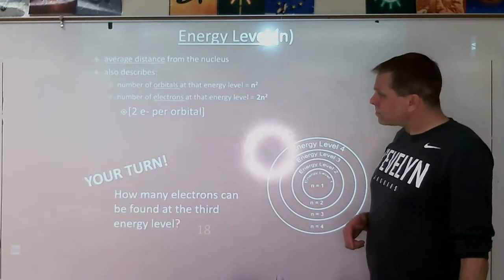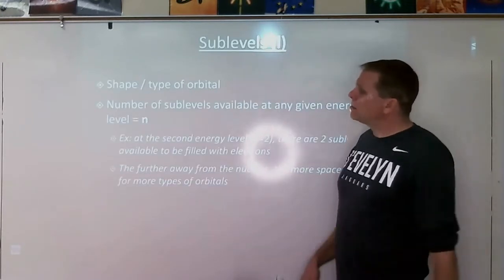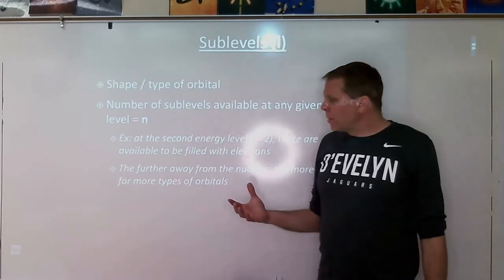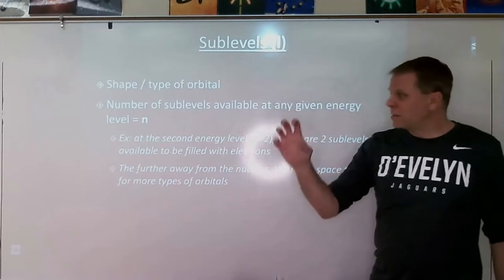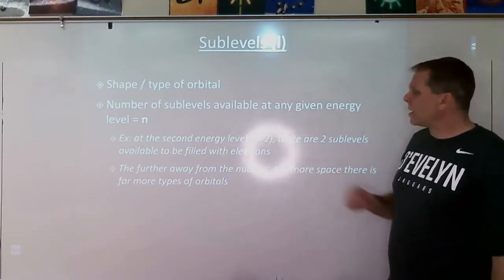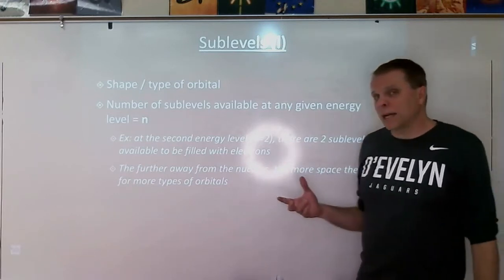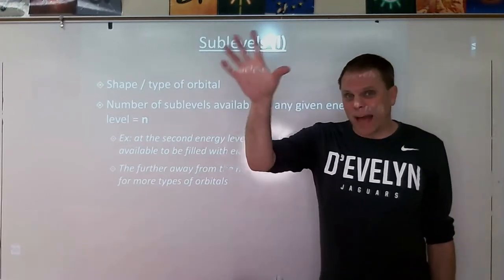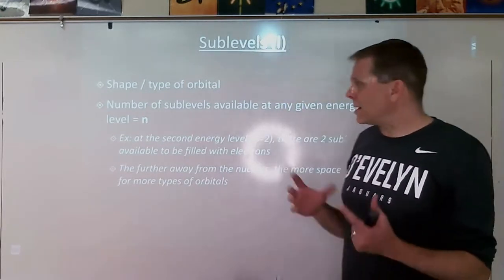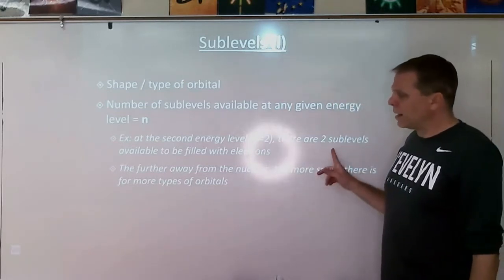Now, sublevels. This is our L, our 2nd quantum number, right? Tells us the shape. Now, what are our shapes? Well, our shapes for the 1st energy level is a sphere, 2nd energy level is a dumbbell. Let's talk about those two. At the 2nd energy level, n equals 2, there's 2 sublevels available to be filled with electrons. You can fill up the S sublevel, or the P sublevel, okay? So the S sublevel or the P sublevel can be filled with electrons.